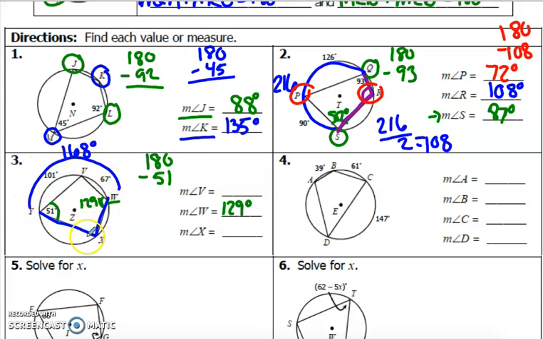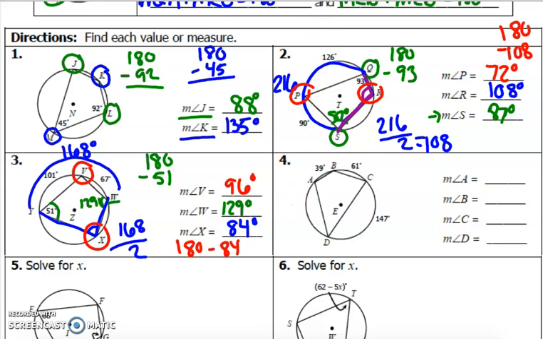And so I know this arc measurement is 168. So if I half it, that will give me my inscribed angle. So 168 divided by 2 gets you 84. So I know the measurement of X is going to be 84 degrees. Then I can use my knowledge that opposite angles are supplementary. So 180 take away 84 gives me 96 degrees. Cool, cool.